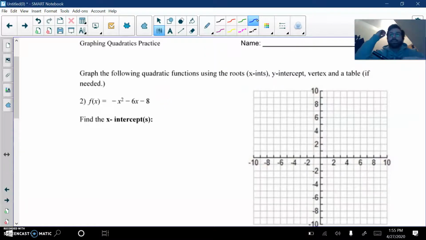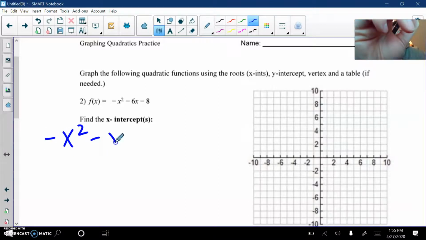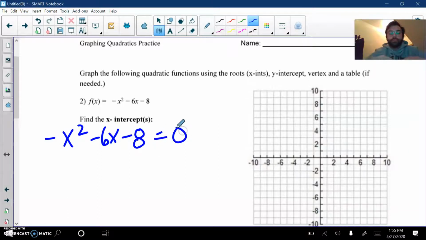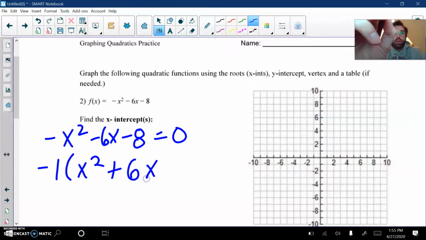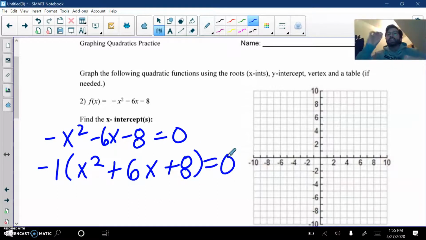Okay, so to find our x-intercepts, we're going to set our function equal to 0: -x squared minus 6x minus 8 equals 0. I'm going to try and factor and or use the quadratic formula to solve this. I don't like doing factoring with a negative x squared, so I'm going to take a -1 out. -1 is my greatest common factor. Remember, when you factor, you should always ask yourself, is there a greatest common factor before starting? Okay, there is a greatest common factor of -1.